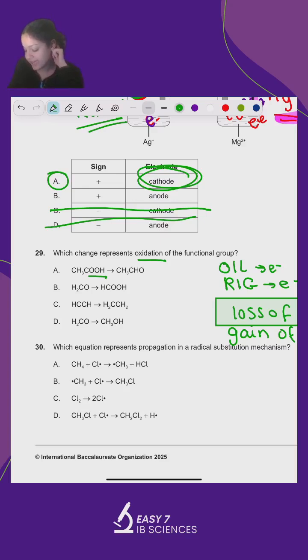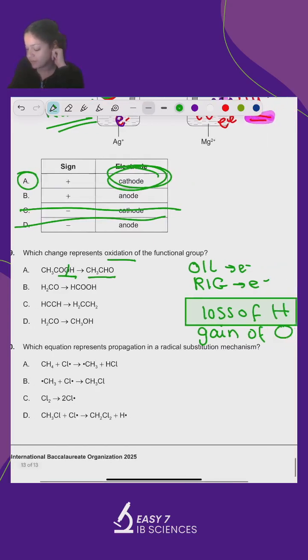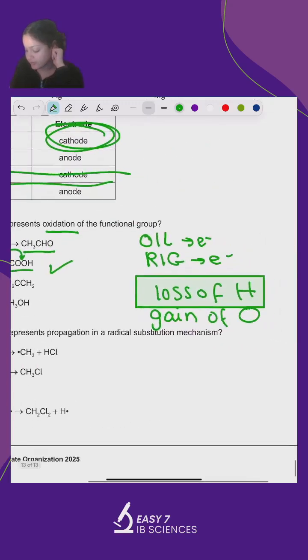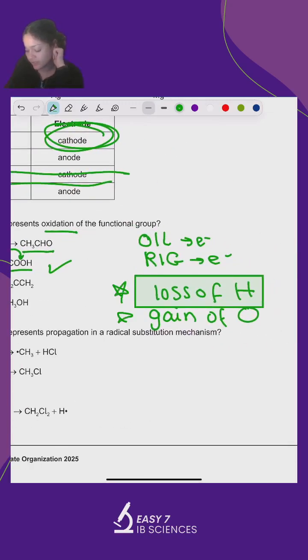So carboxylic acid, and it becomes a ketone. So this actually is not oxidation, this is a reduction, because actually we're losing an oxygen. You see that? We've lost an oxygen. That has to be reduction. Now H2CO becoming HCOOH. So in fact this is oxidation because we're gaining an oxygen, right? So remember, you can think about it as loss of hydrogen or gain of oxygen.